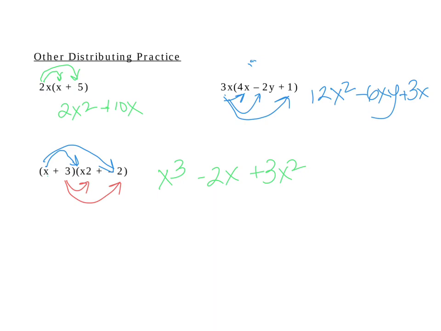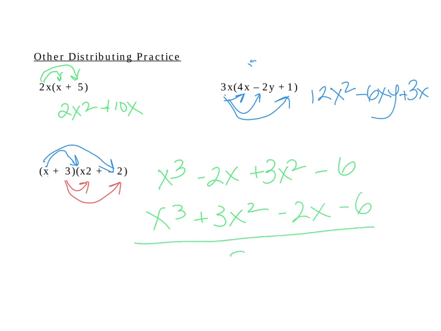3 times negative 2 is negative 6. We have to add these together. Start with my biggest exponent first, x to the third. I'm going to put my next exponent in there next, which is plus 3x squared. Then my x's, minus 2x, then my numbers. Here again is my sum. And this is the product.